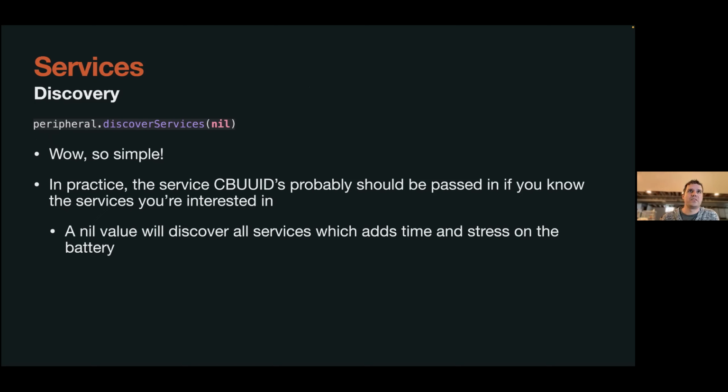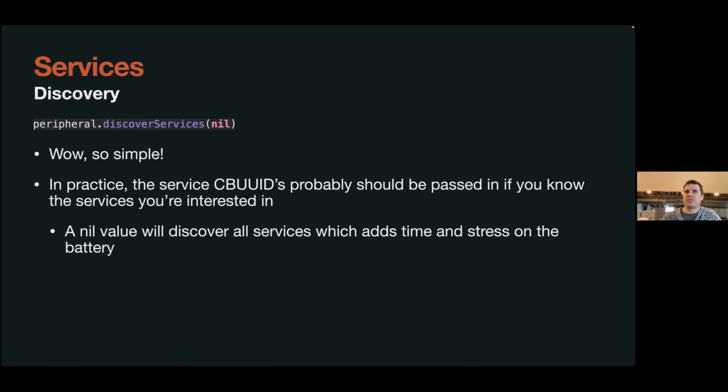So, services. To discover services, the peripheral has a services property. It's a collection of services, and it's going to be nil when you first discover your peripheral. That's important to know. It doesn't come with it inflated, so to speak. So you have to discover the services. To do that, you just call discoverServices, which is pretty simple, I thought.